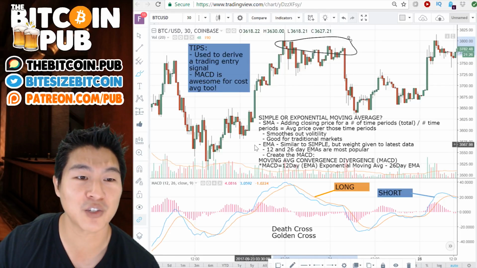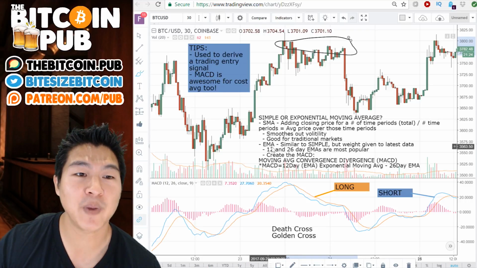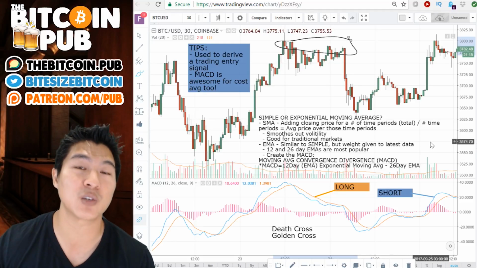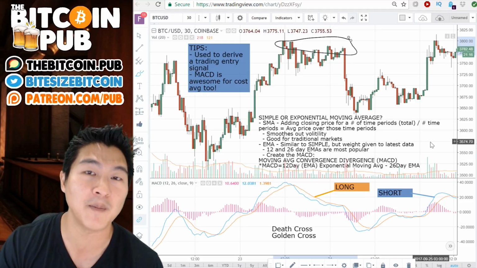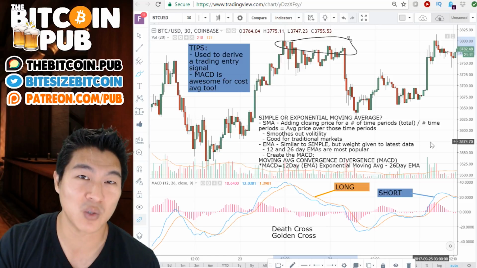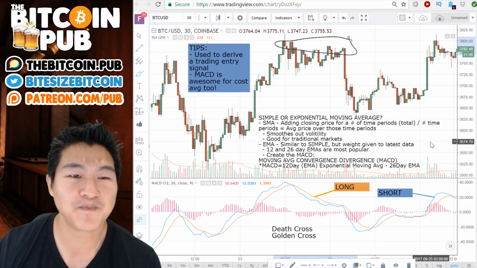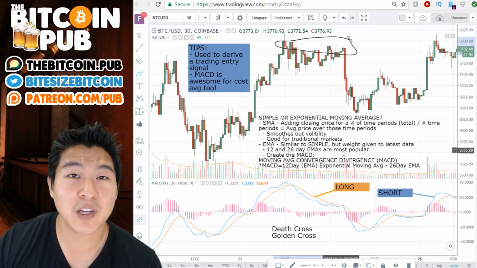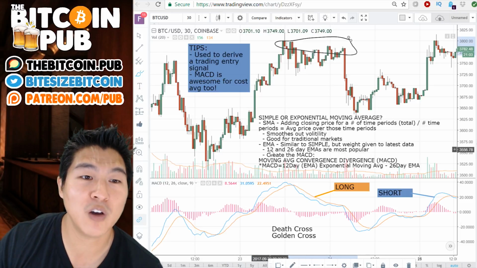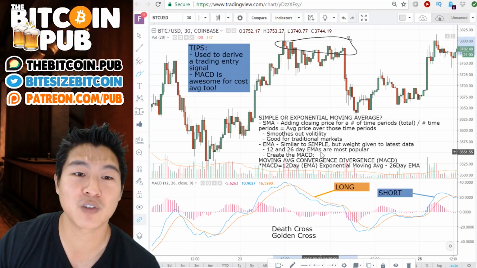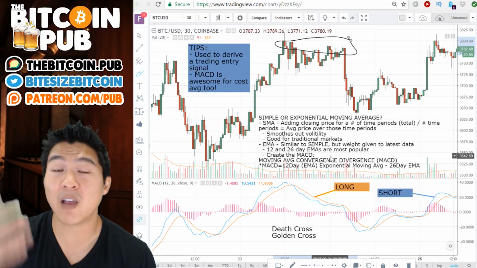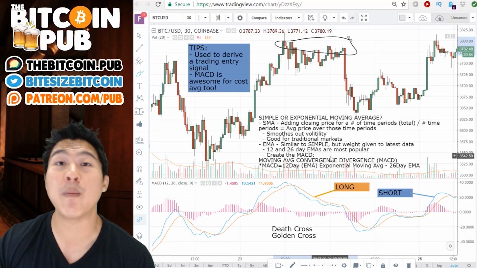So let's describe that here. The exponential moving average, or EMA, is similar to simple, but weight is given to the latest data. So we actually add a lot more weight to the most recent prices. It gives it a little bit extra bump. Traditionally, in exponential moving averages, we use the 12 and 26-day exponential moving averages. These are the most popular. And what these end up allowing us to do is create an MACD.